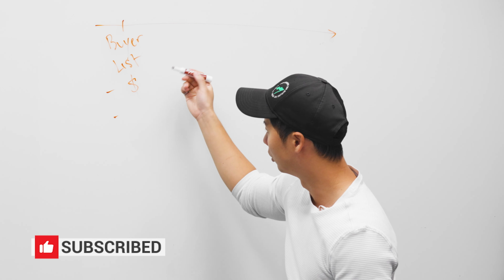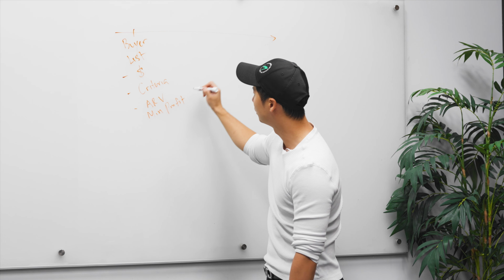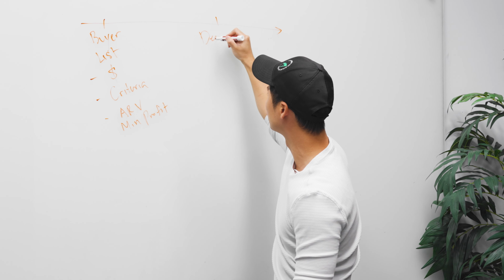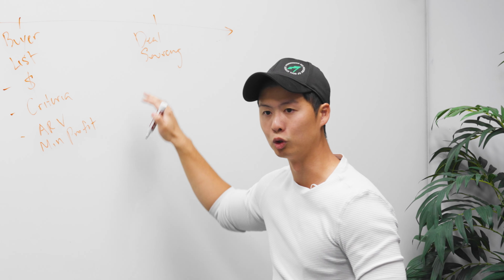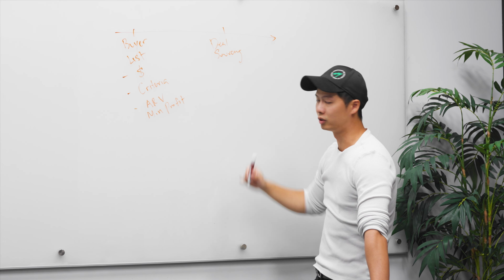Understand their price, also understand their criteria. What are they actually looking for? And we need to understand their ARV, for example, the spread that they're looking for, or a minimum profit. Once you have this, that's where the deal sourcing starts happening, because now you're sourcing deals with a focus. You're not just finding deals for the sake of finding. Exactly. You gotta be finding the buyer first before you start sourcing the deal.